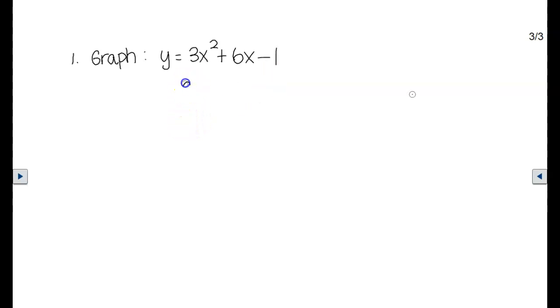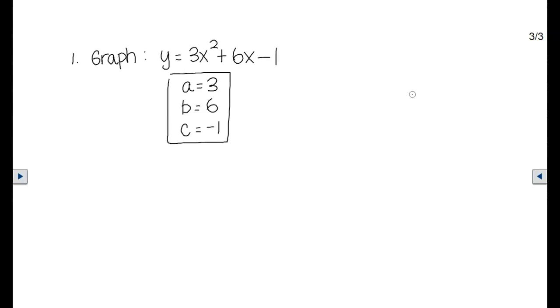So if I wanted to, I could go ahead and do this and say, okay, I know that a is 3, because it's 3x squared. I know that b is 6, because I see that plus 6x. And I know that my c is a negative 1. So these are the three numbers that are at work in my equation.